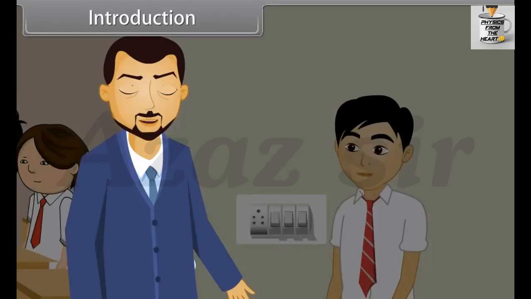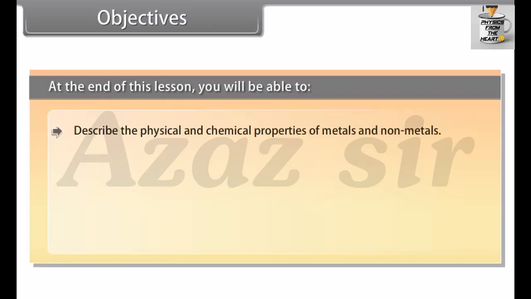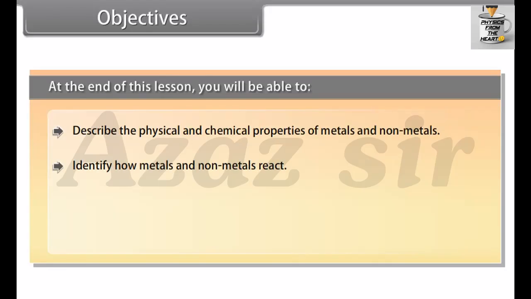Children, in this lesson we will learn about metals and non-metals, the chemical and physical properties of metals, the extracting of metals, and the corrosion of metals. Objectives. At the end of this lesson, you'll be able to describe the physical and chemical properties of metals and non-metals, identify how metals and non-metals react, explain the occurrence of metals, and describe corrosion.